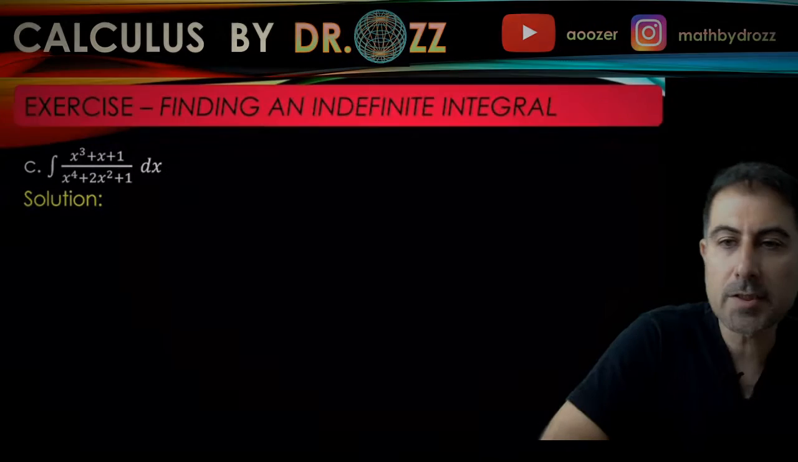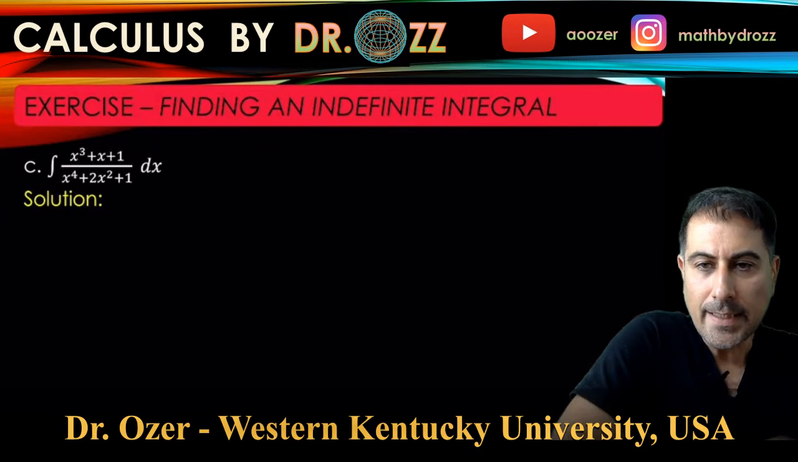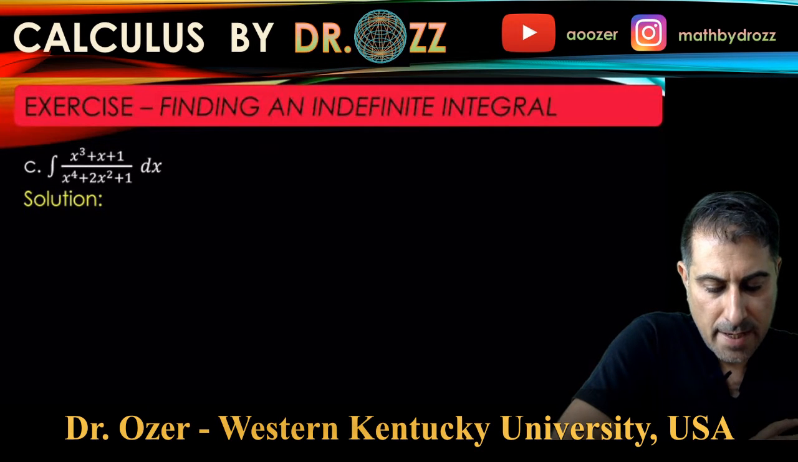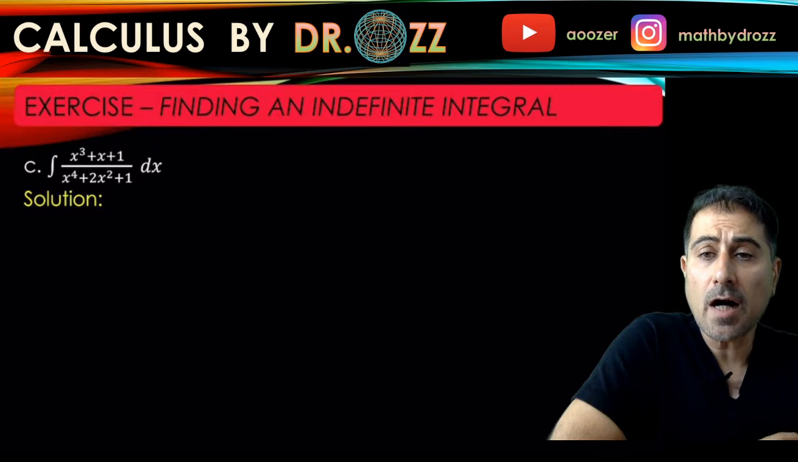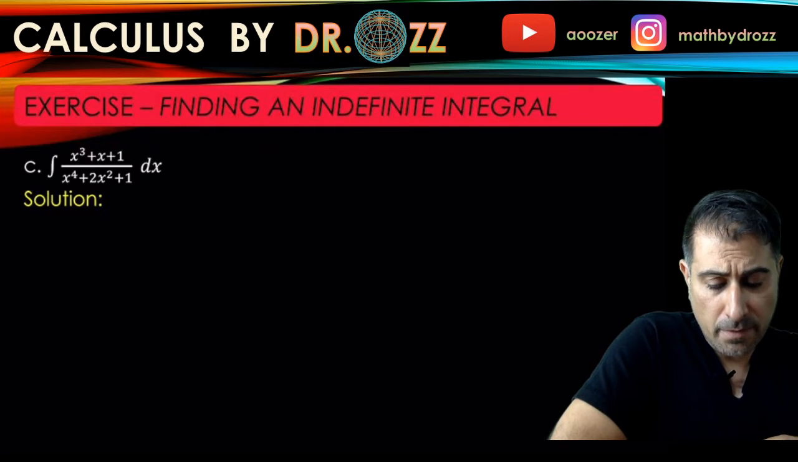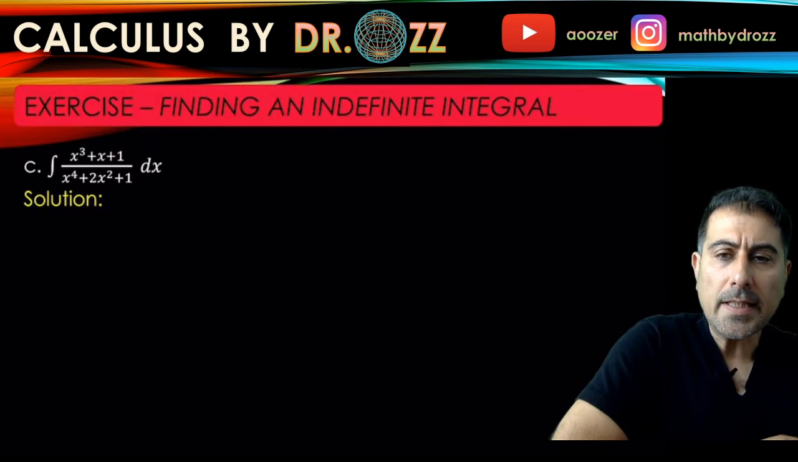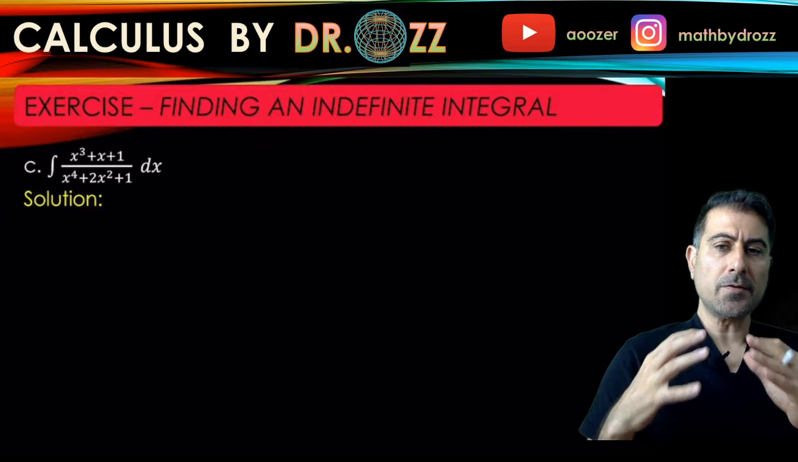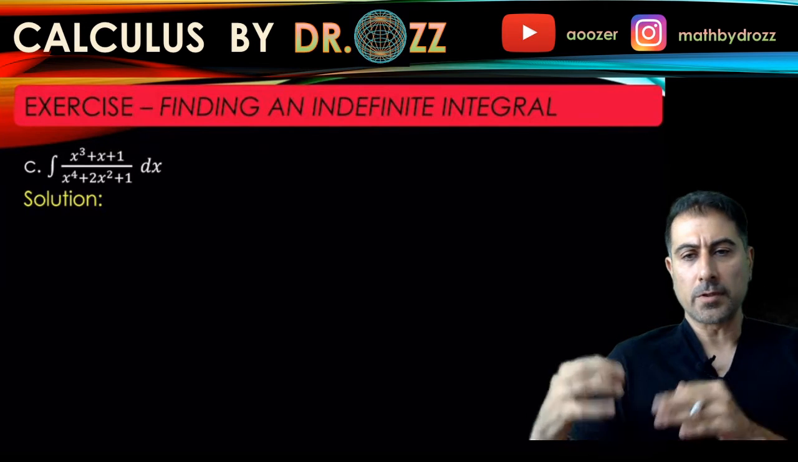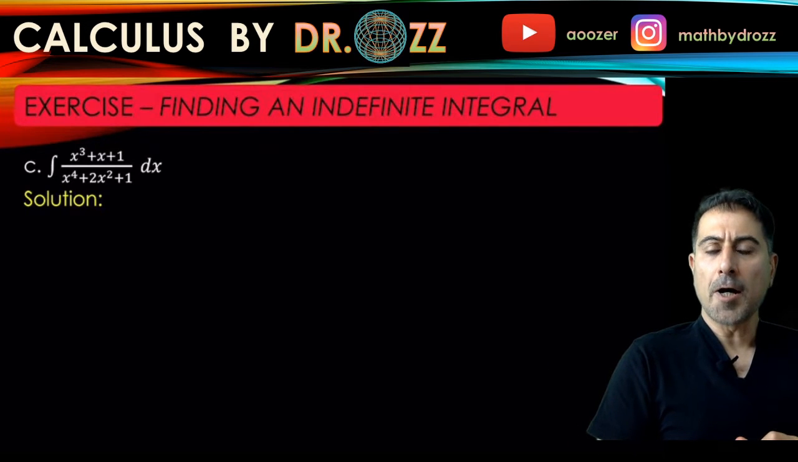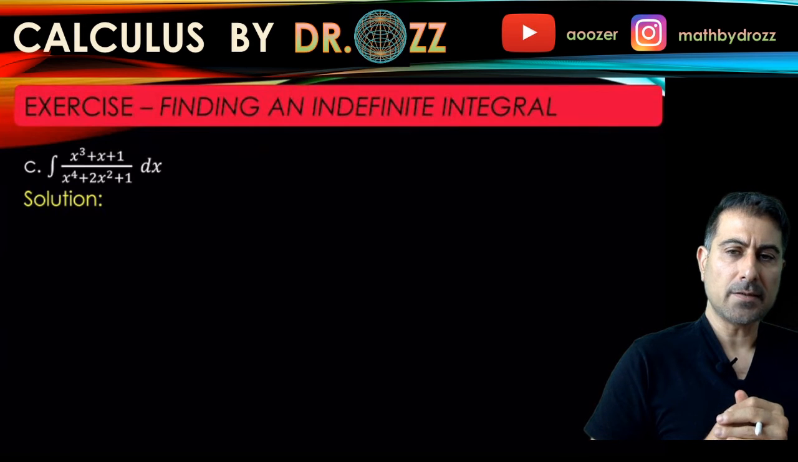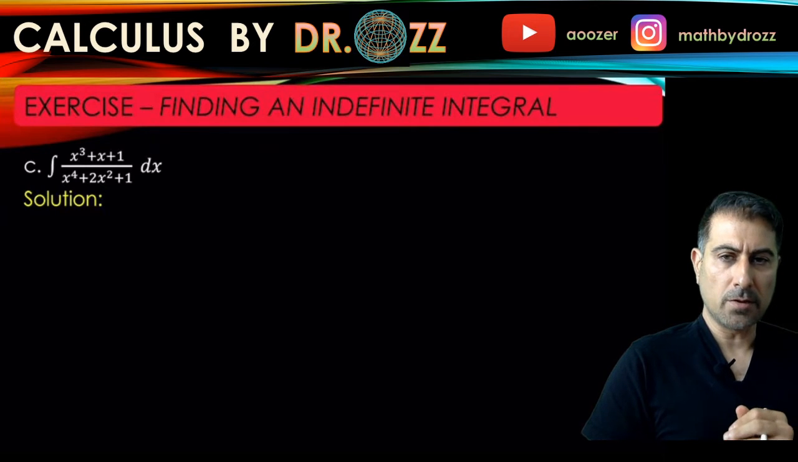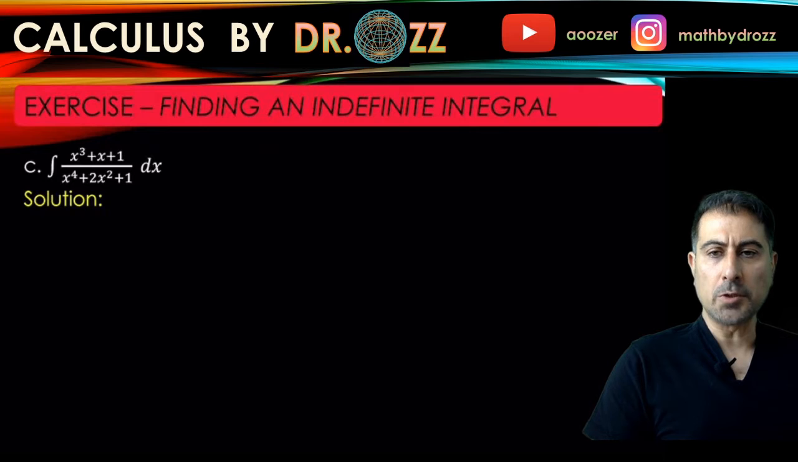All right, let's check out part C. So we have a cubic term at the top and a fourth order term in the bottom. When you first glance at it, it doesn't look like you have the sum of the squares or the difference of the squares. But somehow we have to see that if you want to go in that direction of using trig substitutions.